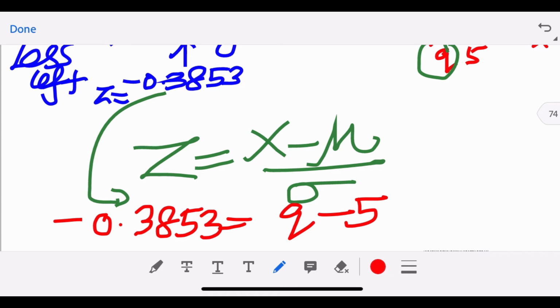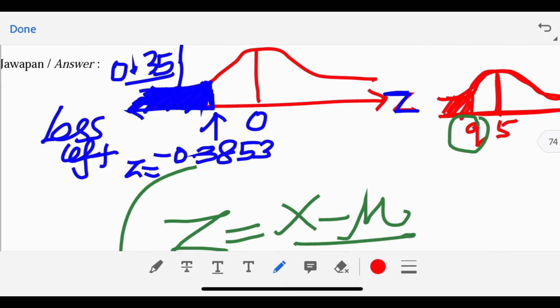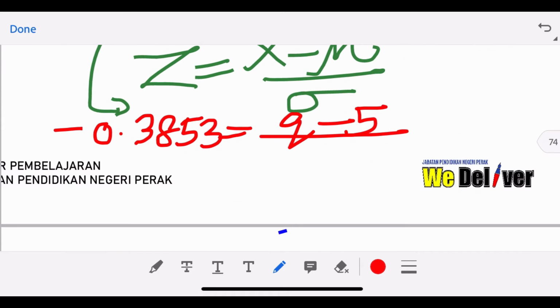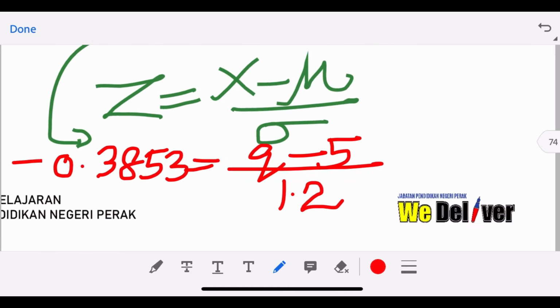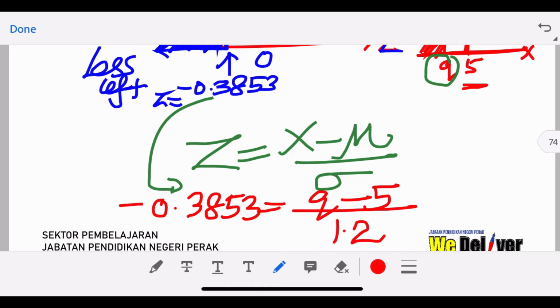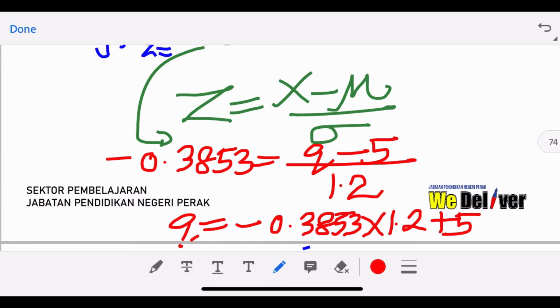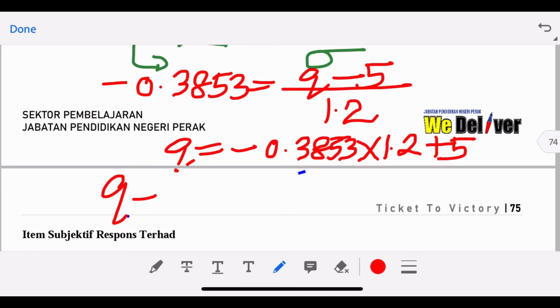The mean is 5. The standard deviation was given in the question, which is 1.2. So we just substitute 1.2. And I'm very sure the diameter that we get should be less than the mean here. Should be less than 5 for sure. If you are having negative, the diameter should be less than the mean. So you just take Q is equal to negative 0.3853 times 1.2 plus 5. See or not? That's why I say it's less than 5, because it's 5 minus.